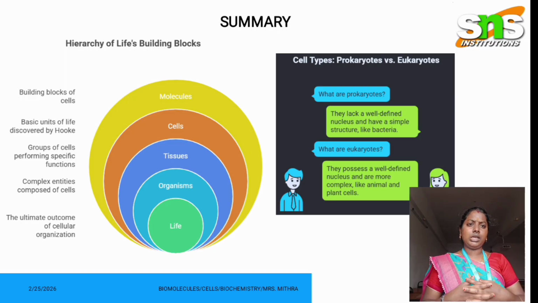So this is the overall summary of the prokaryotes and eukaryotes. Prokaryotes lack a nucleus, whereas eukaryotes have a well-defined nucleus.